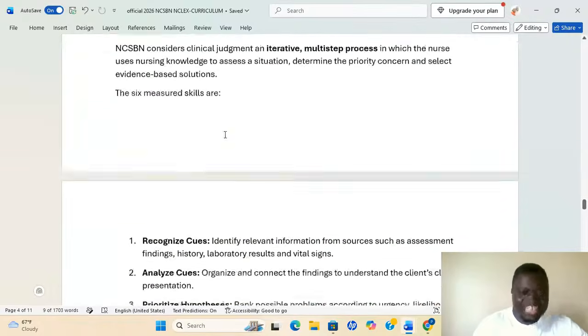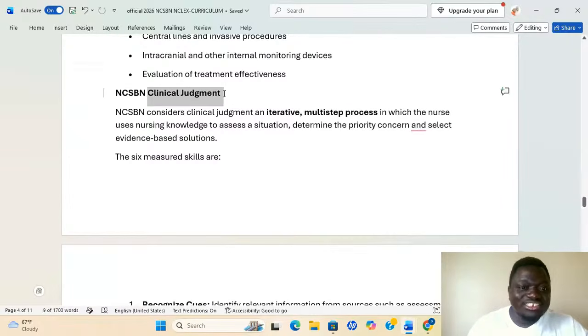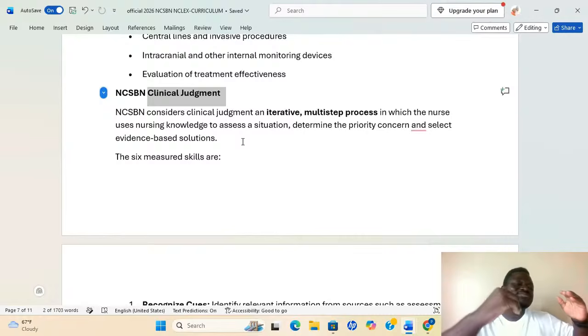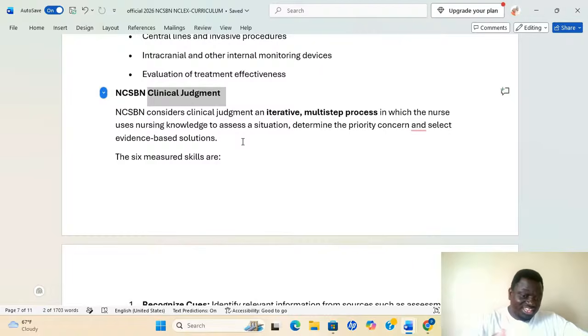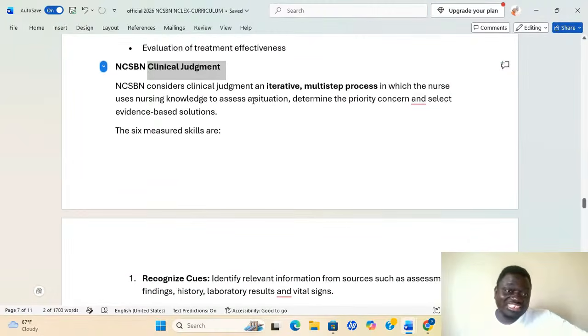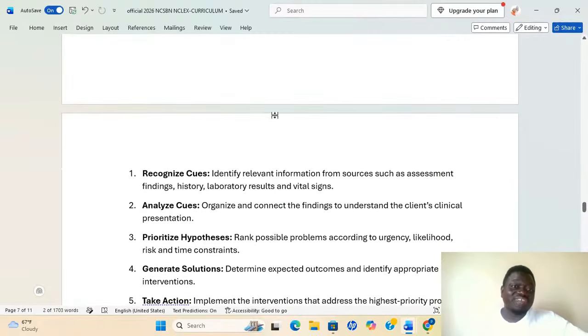Okay. Then clinical judgment. Before, clinical judgment was just one topic, but now they've broken clinical judgment into what? Six topics. So in all, it is 8 areas that they will test you on in the NCLEX. Clinical judgment alone, they've subdivided into another 6 areas, I think 6 or 7. So in all, you are getting like 14. So clinical judgment, the measure skills, they've added what?